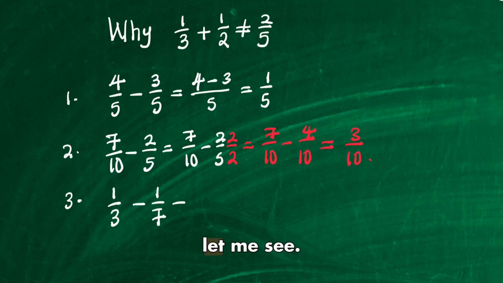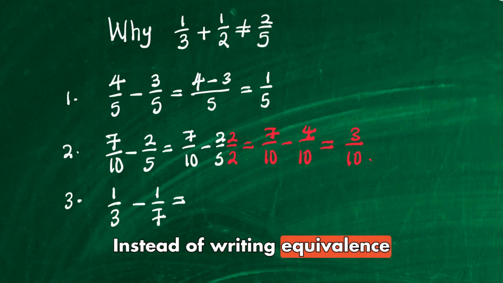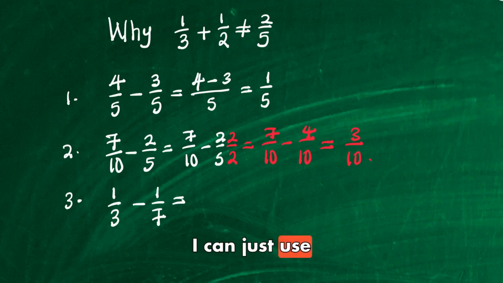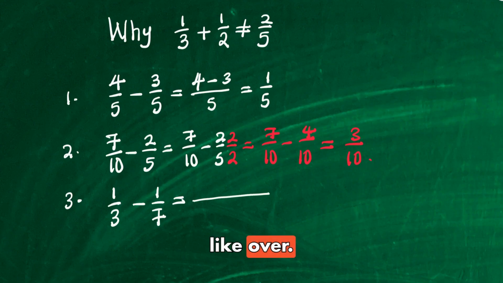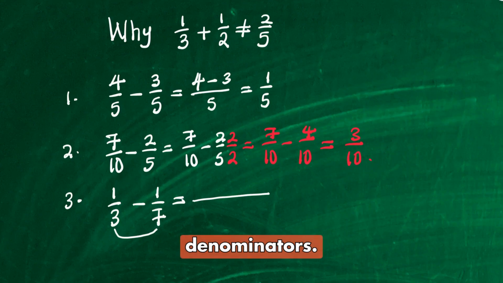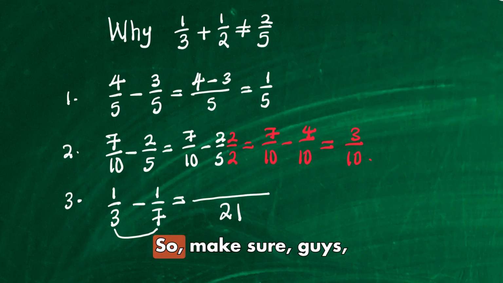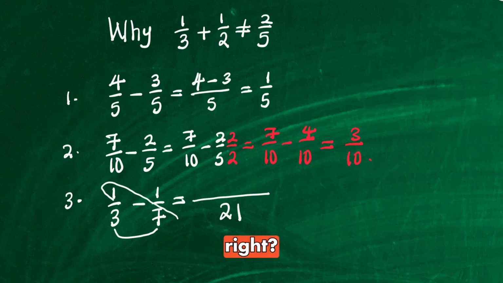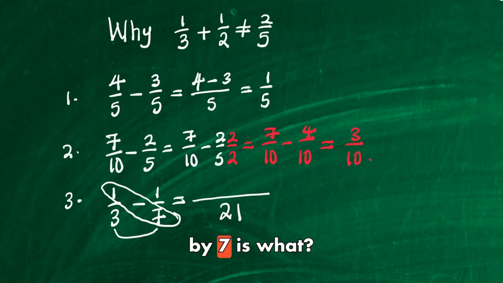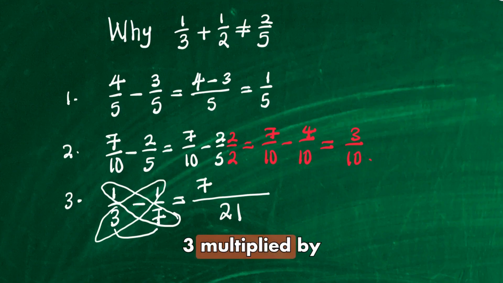Okay, now this one, let me see. Instead of writing equivalent fractions, guys, I can just use the trick, right, that we have learned. Okay, so here I can write this like over. Let us go ahead and multiply the denominators. 3 multiplied by 7 is 21. Okay, then I take this. So make sure, guys, you start from the first, right? Like that. 1 multiplied by 7 is what? Is 7. Then I do this multiplication. 3 multiplied by 1 is 3.